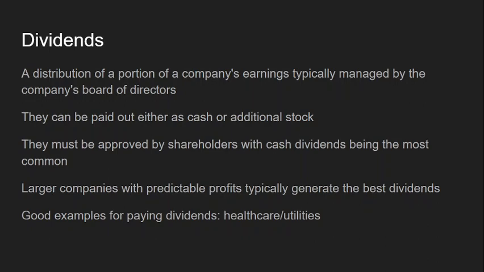The most common type of dividend is usually the cash dividend. Larger companies with predictable profits typically generate the best dividends. A good example of sectors that pay dividends rather regularly are the healthcare sector and the utility sector.